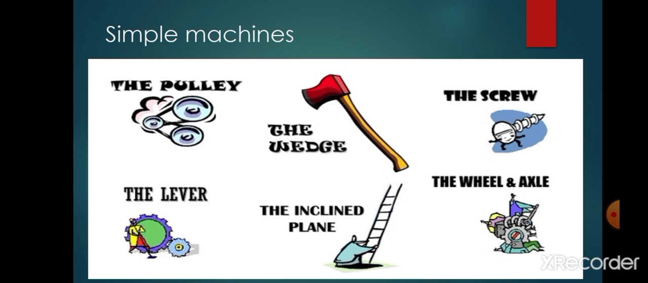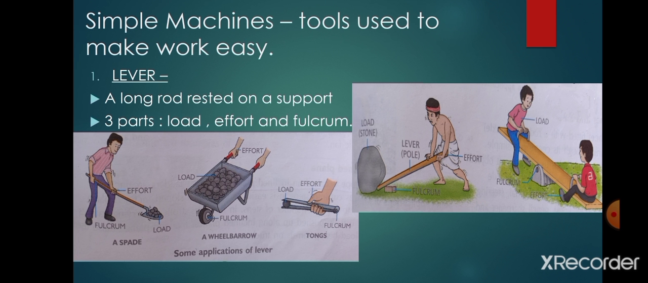Now there are six types of simple machines. What are they? They are lever, pulley, inclined plane, wheel and axle, screw and wedge. These are the six types of simple machines. We're going to study each of these types in detail. The first one is lever.